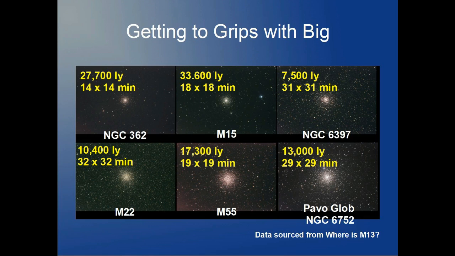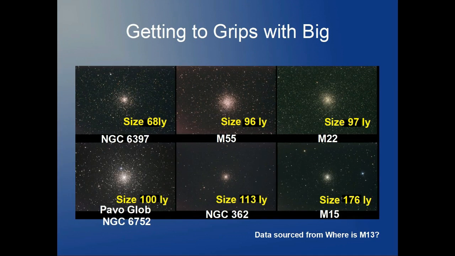As you know, once we have that data, we can calculate the actual sizes of the globulars. And once we have those, we can rearrange the images into order of their actual sizes. Like so. The smallest is NGC 6397 at 68 light-years, and the largest is M15 at 176 light-years. Who would have guessed that by simply looking at them?